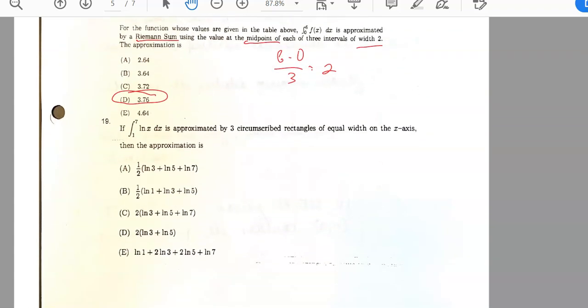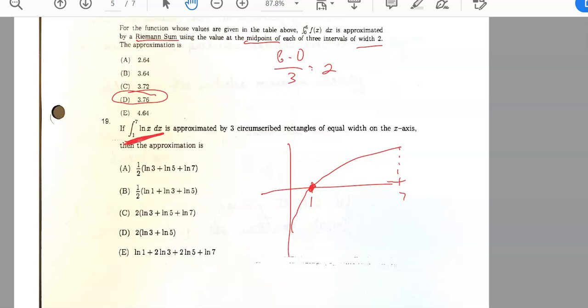Number 19 would require you to remember what a natural log graph looks like. So we know the natural log curve is at 1. This would be non-calculator. And then we're going to go over here till 7. So here's 1, here's 7. They're going to ask you to approximate this.